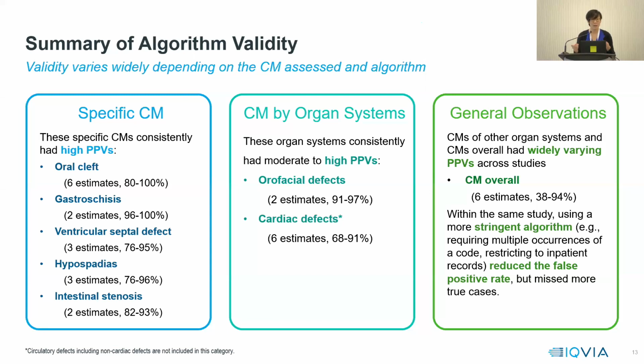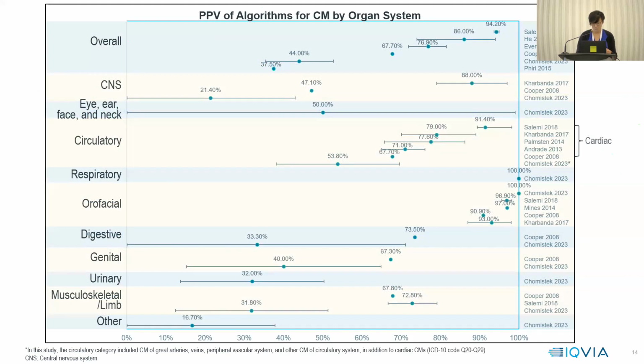So in the end, it goes back to the question of whether you want to maximize your sensitivity and come back to do a chart review, or if you want to be very specific. So here is a more figurative illustration of the PPV of the congenital malformation by organ system. And you can see, as we presented before, that the cardiac, but not the overall circulatory, actually, the cardiac defect does generally have relatively high PPV, and here is our official. You can see a lot of these estimates being really high.